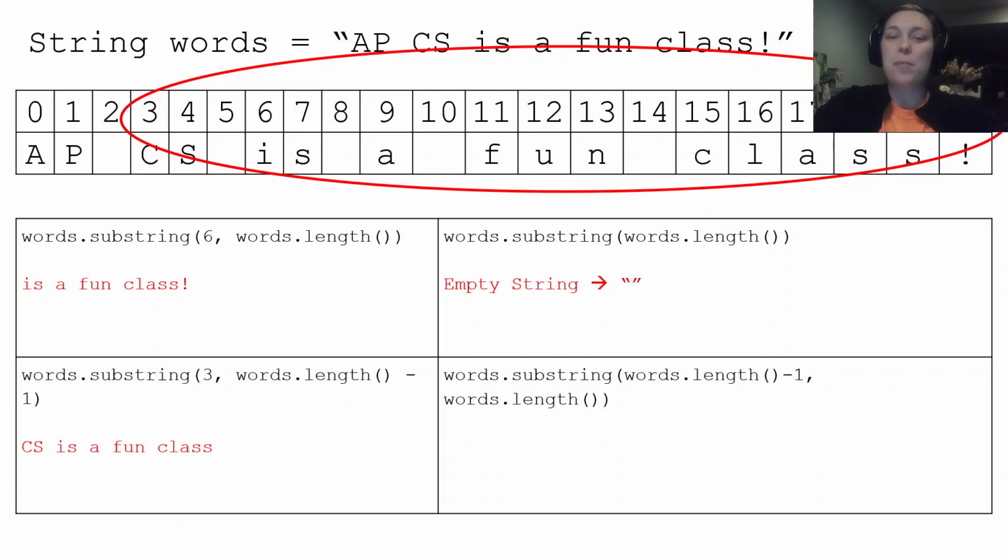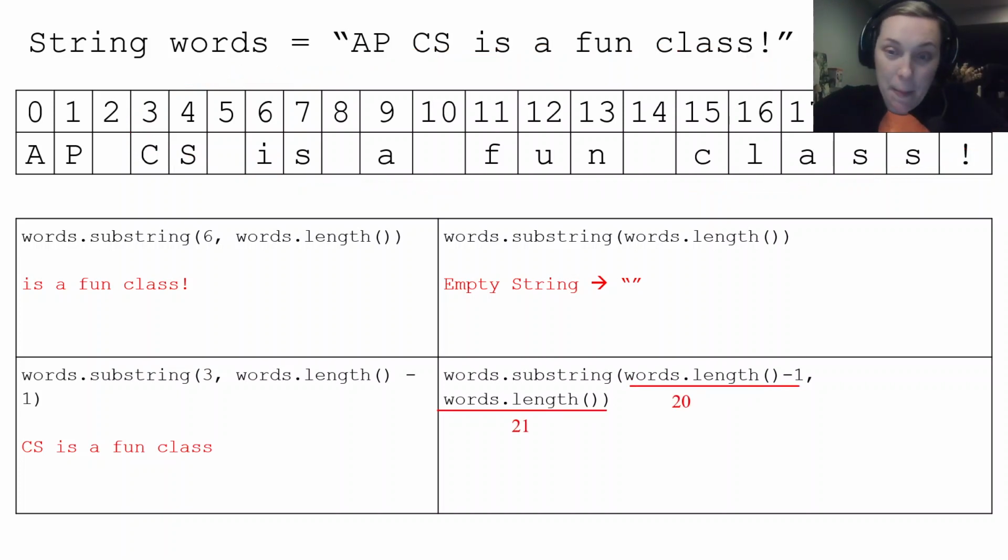And then the last one, a couple ones. So I have dot substring, and in the dot substring my first parameter is words.length minus 1, and my second parameter is words.length. Words.length minus 1 is 20, and words.length is 21. So my substring from 20 to 21 is going to be the exclamation mark. So when you do have those methods inside a method, which you might have, that's how they're evaluated.